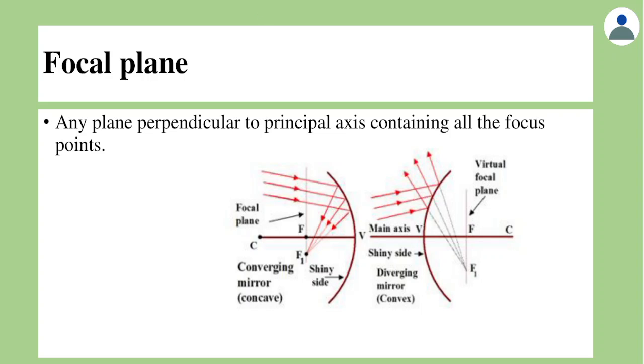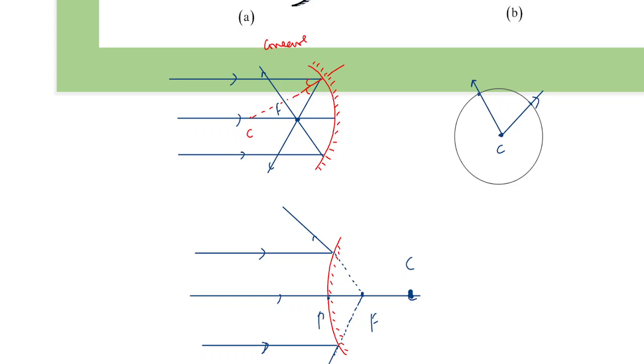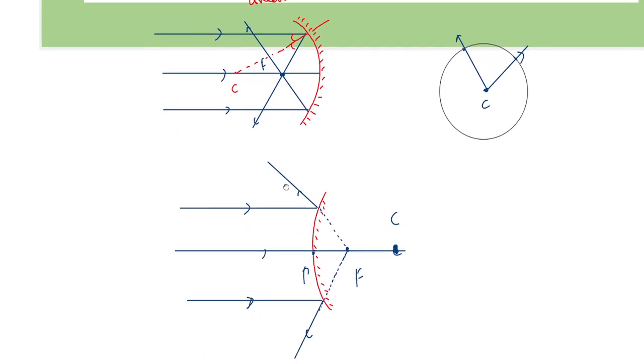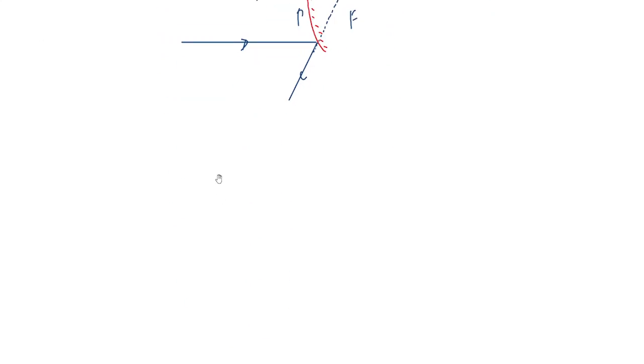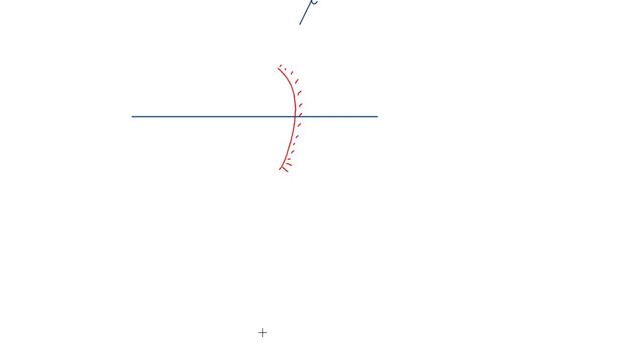The next thing is focal plane. We'll take it from here only. The next topic. Now think of a case where the light rays are not exactly parallel to the principal axis. That is, we have a concave mirror, and then we'll consider its principal axis.